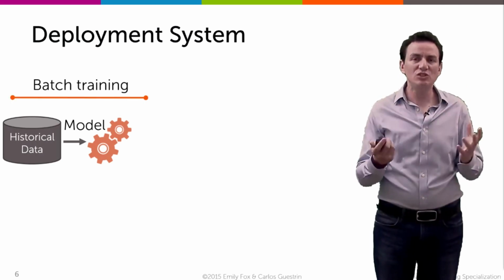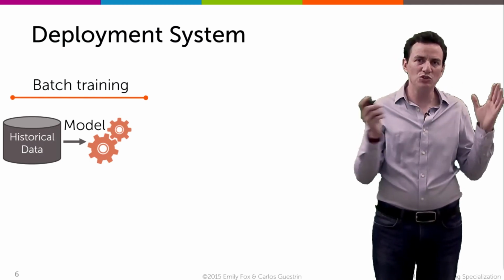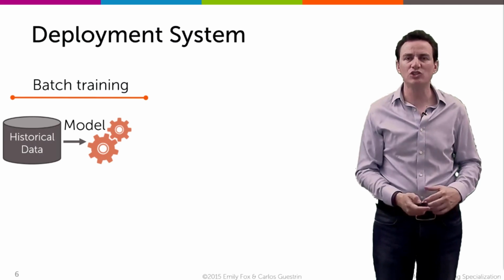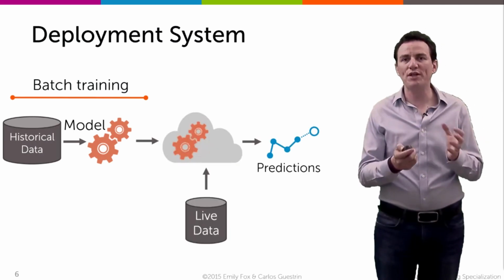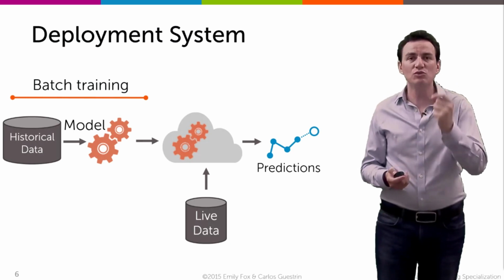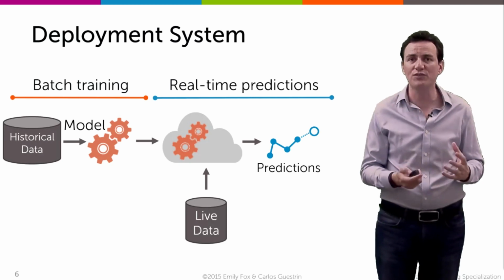That process with historical data is usually done in what's called a batch offline setting. You learn a model, say on your desktop machine or in a cluster, and then take that model and deploy it, for example, in the cloud, so that you can do what's called serving predictions. This is the online real-time part of the system.